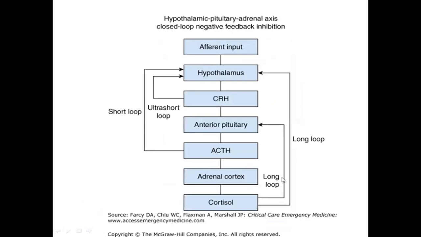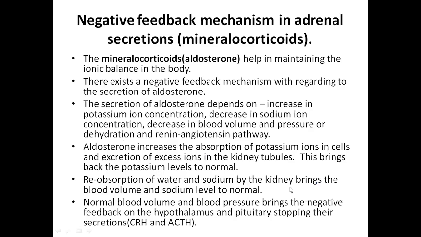And whenever there is an inhibition or negative feedback loop occurring, it may be a short loop or it may be a long loop. If the production of the cortisol inhibits the pituitary secretions, or the pituitary secretions inhibit the hypothalamic secretions, that is considered short loop inhibition. And if the cortisol levels in the blood directly inhibit the hypothalamic secretions, that is considered a long loop feedback inhibition.